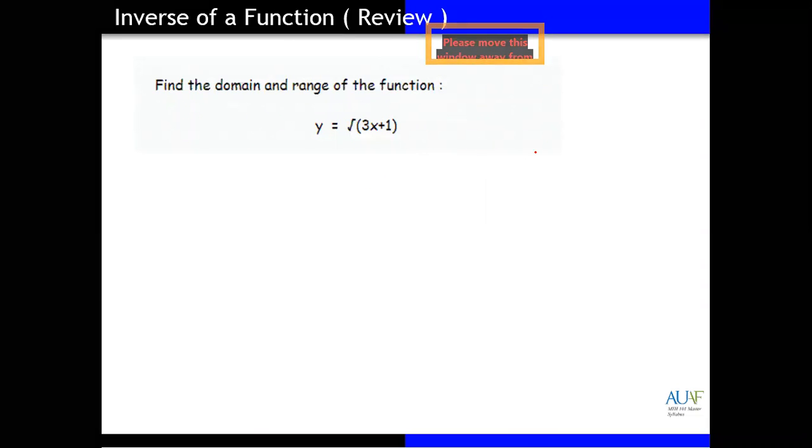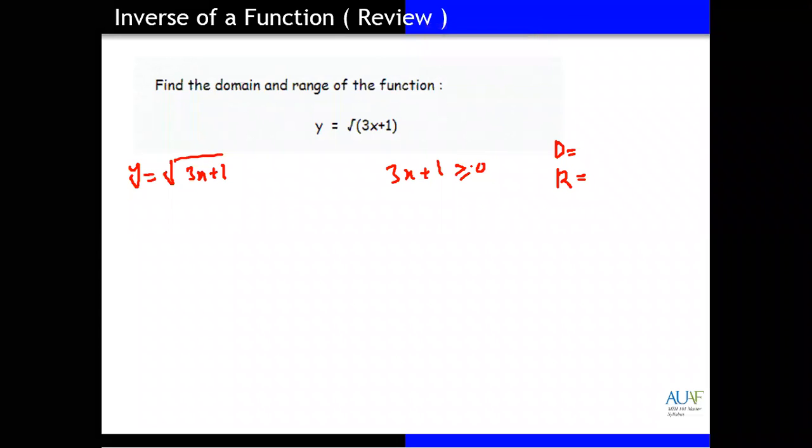You know that the domain equals the set of all x values, and the range is the set of all y values, output values and input values. Now we have y equal to the square root of 3x plus 1. Now the square root is in the numerator. So when we have a square root in the numerator, 3x plus 1 is greater than or equal to 0. Yes, 0 is also possible, and greater values; negative values are not possible.